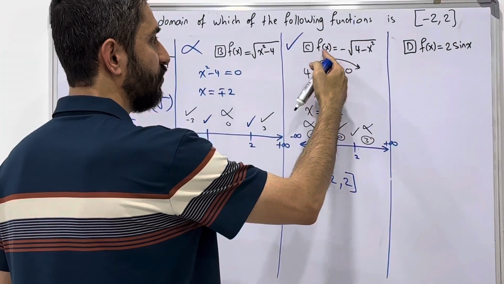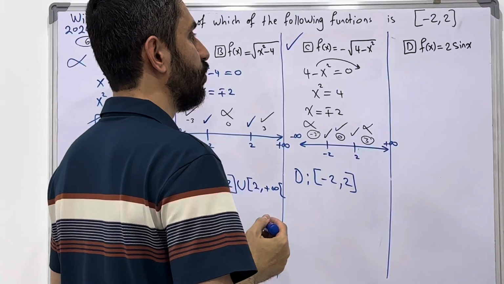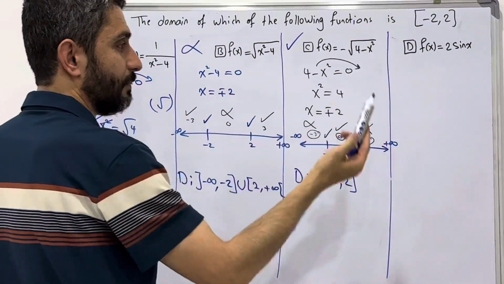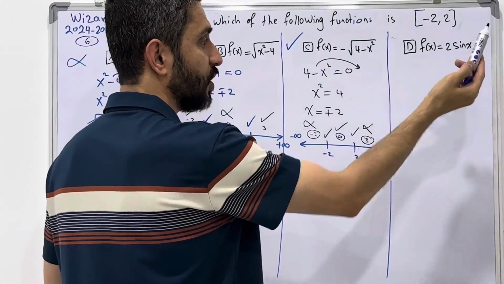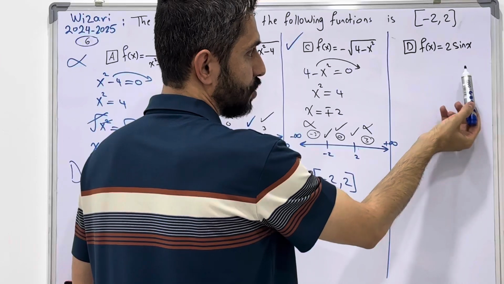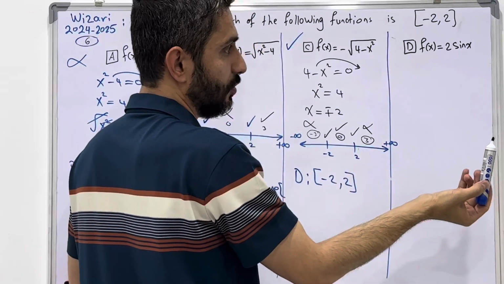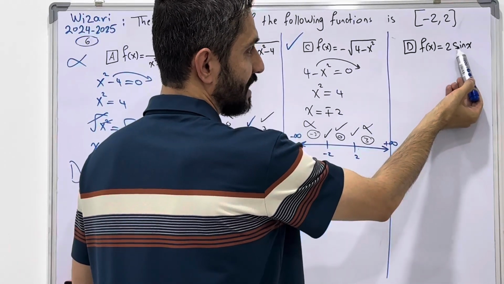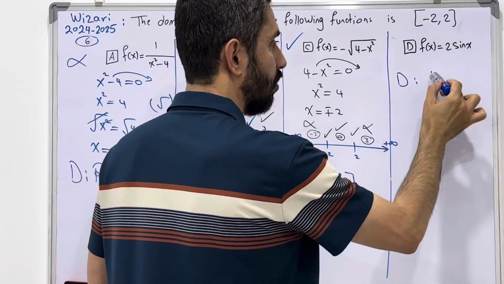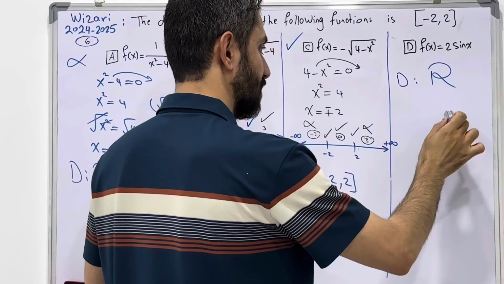The domain of f of x equals negative square root of 4 minus x squared is from negative 2 to 2. What about this one? This is also wrong, but let us find the domain of this function. Here we have 2 sine x, so it's independent trigonometry. So this sine is not in the denominator. So the domain of this one is all real numbers, which means it's the wrong answer.